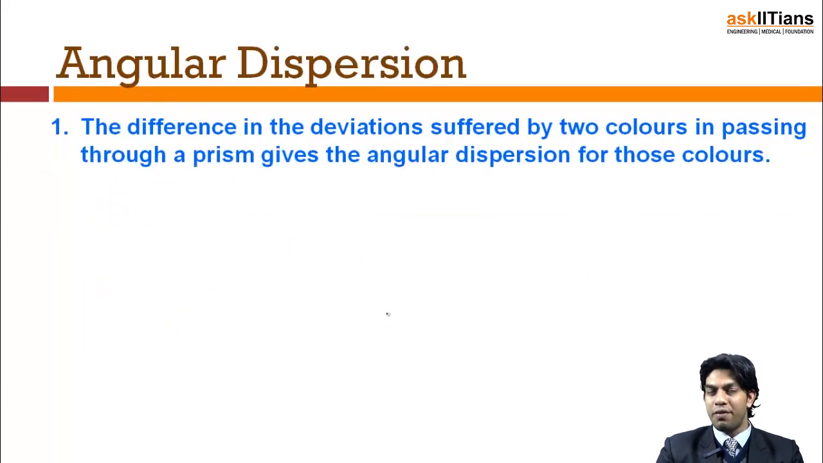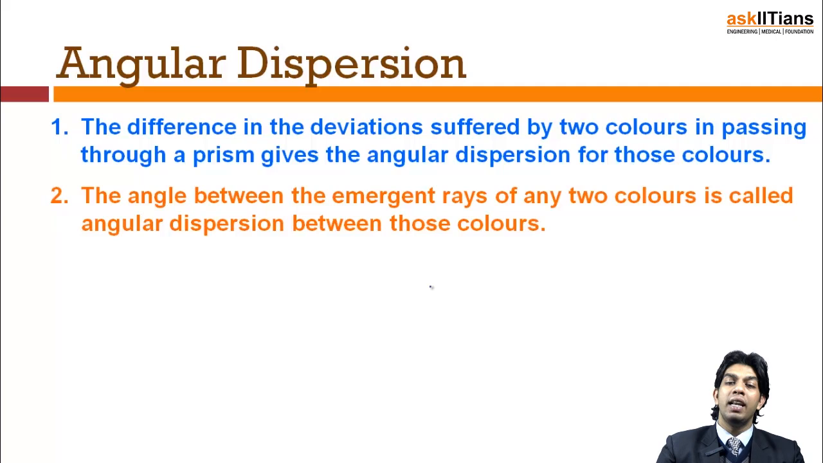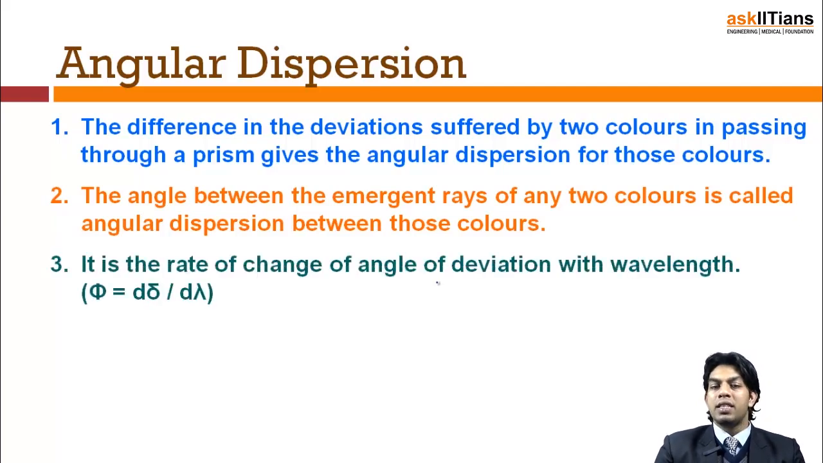Angular dispersion. The difference in the deviation suffered by two colors in passing through the prism gives the angular dispersion of those colors. So it's just another physical parameter which we will like to entertain as far as dealing with dispersion is concerned. There are a few more down the line, so we will have a look at them. The angle between the emergent rays of any two colors is called the angular dispersion between those two colors. Another way of looking at the same concept of angular dispersion: it is the rate of change of angle of deviation with the wavelength.